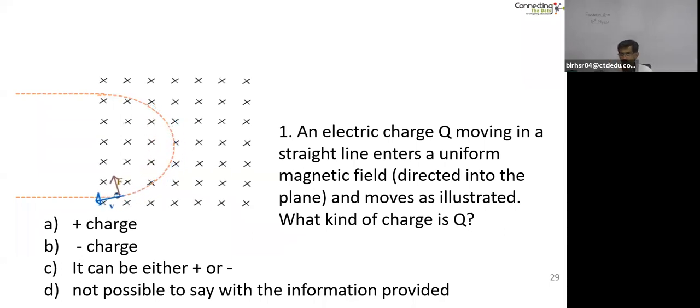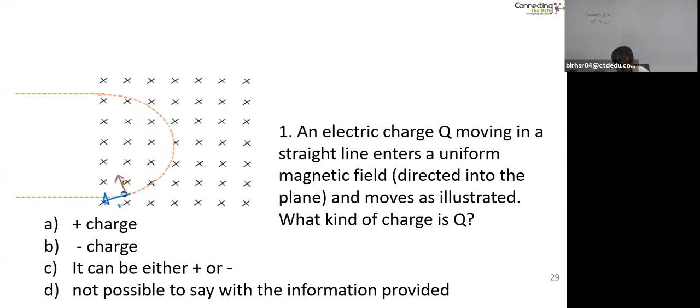An electric charge Q moving in a straight line enters a uniform magnetic field, which is directed into the plane of the screen and moves as illustrated. What kind of charge is Q? There are four options provided. Now, this is a simple application of the left-hand rule.